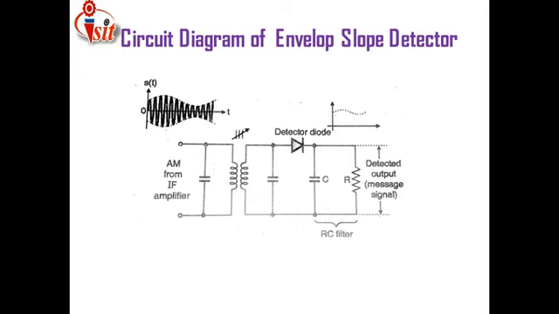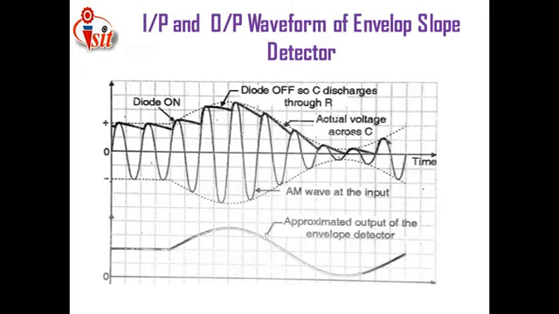Now let us see about that. This is the input-output waveform of the envelope slope detector. How the input-output relation is captured along with this envelope, and by using this envelope how we are getting the sine wave as a detected output. Let us go through it. This is the diode. When the diode is in the on condition, the capacitor starts charging, and the capacitor charges up to the peak value, and once the capacitor reaches the peak value, the diode acts in a reverse biased condition.